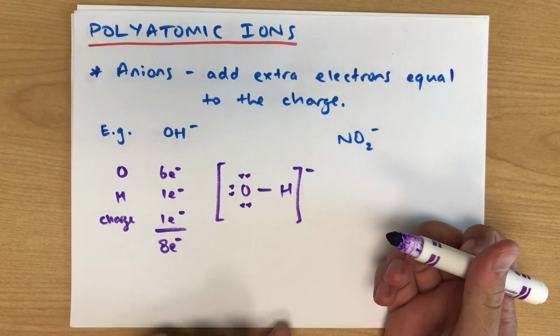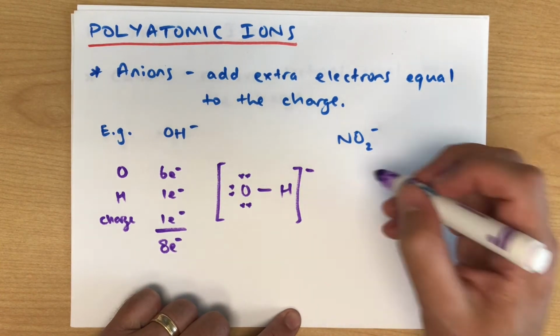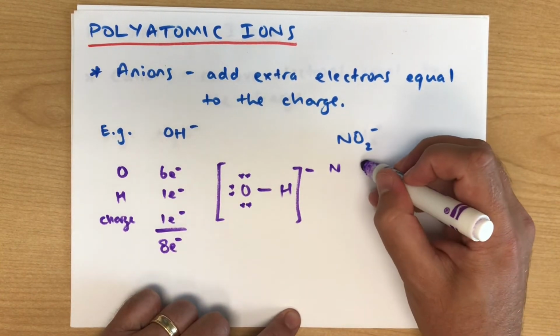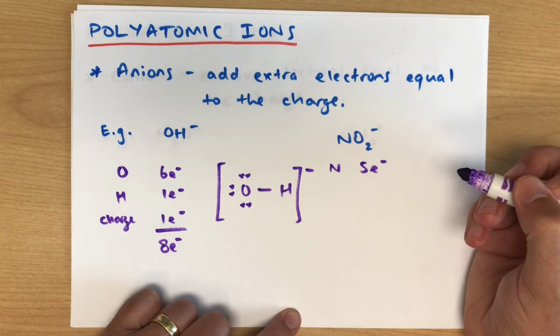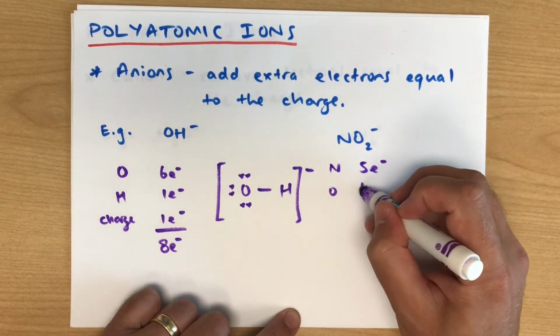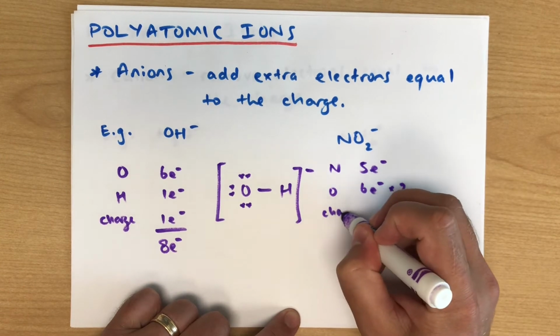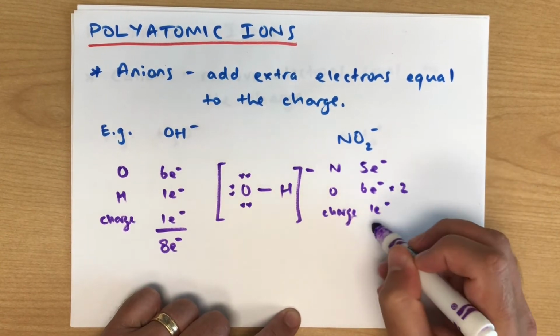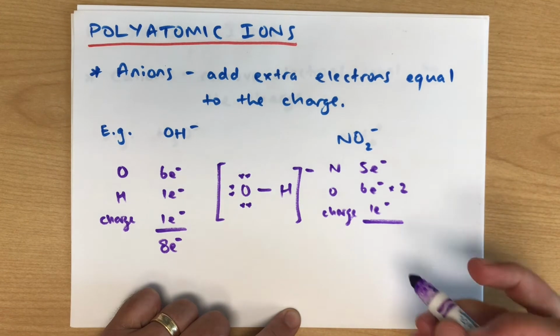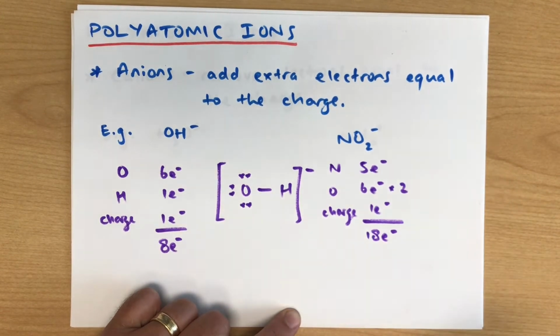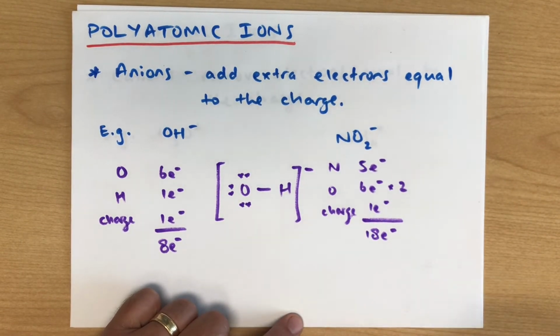Our second example, NO2 minus. Nitrogen has got 5 valence electrons. Oxygen has got 6 valence electrons, and there's 2 of them. And the charge gives us an extra 1, meaning we've got a total of 18 valence electrons. So drawing the Lewis structure of this polyatomic ion, why don't you pause here and have a go.